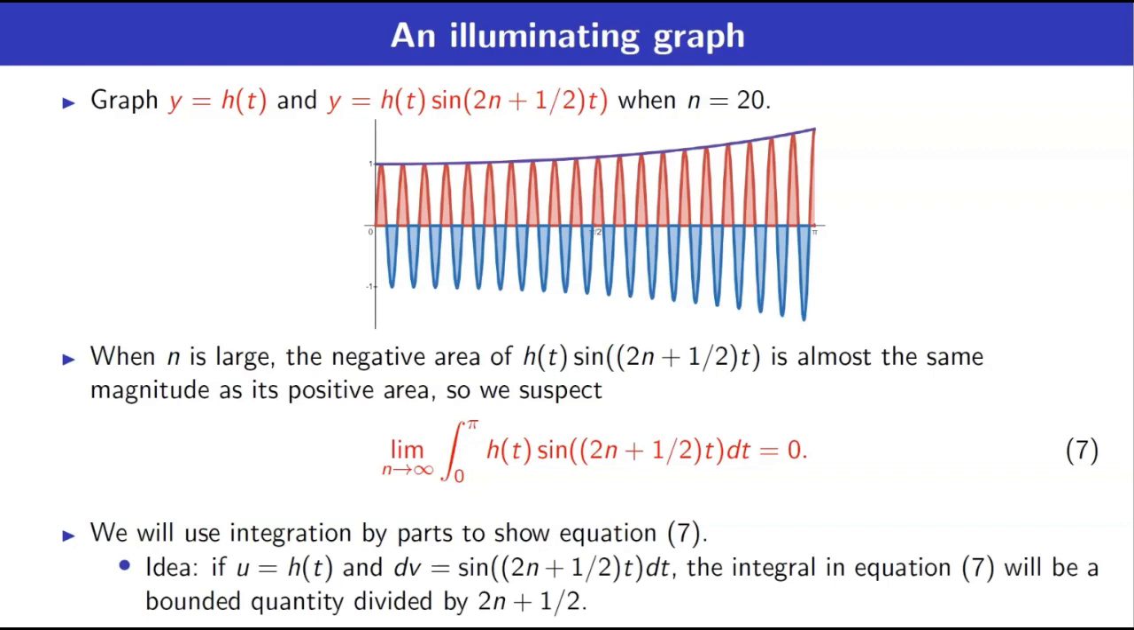The idea is that if dv is the sinusoid part, then both terms in the integration by parts formula will have a bounded numerator divided by 2n plus 1/2. It's worth noting that in general, multiplying an arbitrary function by an increasingly oscillating sinusoid doesn't make the limit of the integral 0. In the next slide, we'll use the fact that we got rid of the badly behaved infinite discontinuity in cosecant of t over 2 when we multiplied Lagrange's identity by t to get h of t.